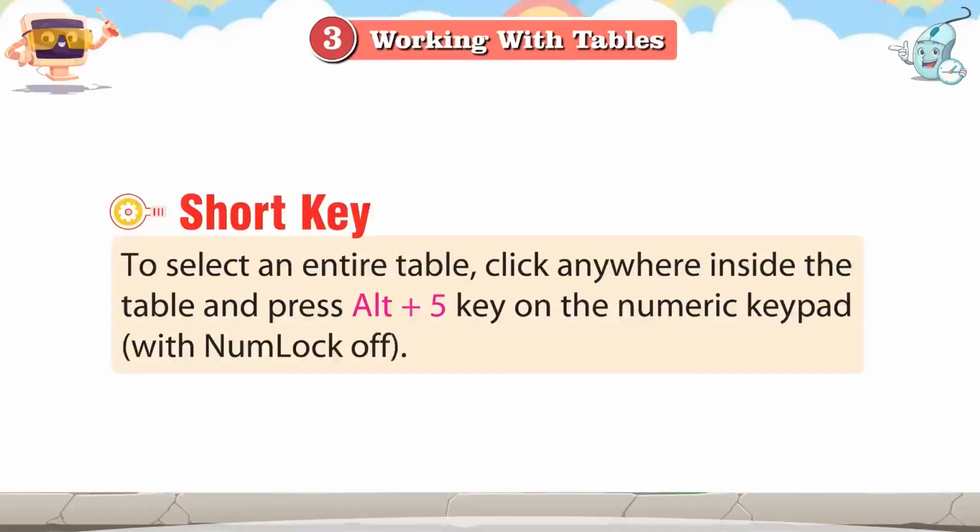Shortcut: to select an entire table, click anywhere inside the table and press the Alt plus 5 key on the numeric keypad with Num Lock off.